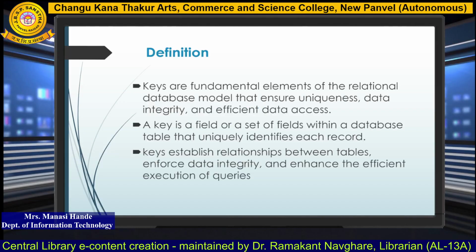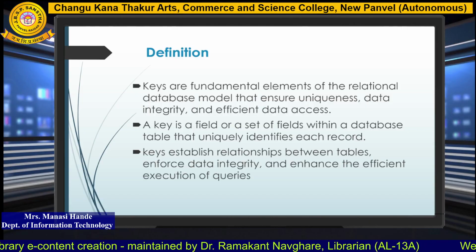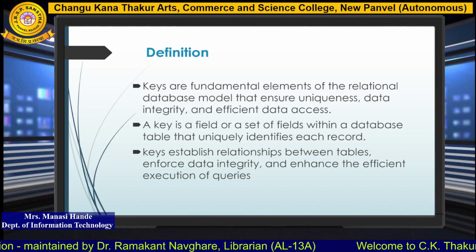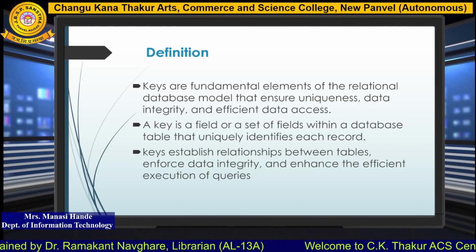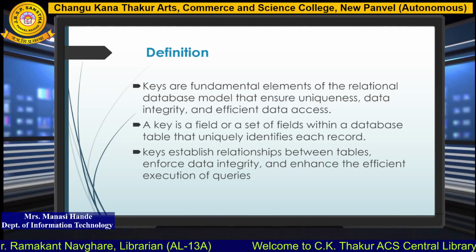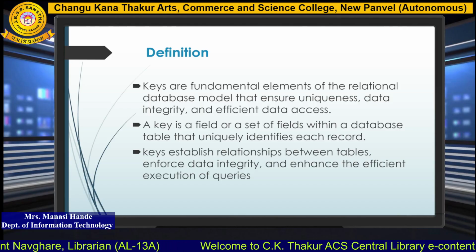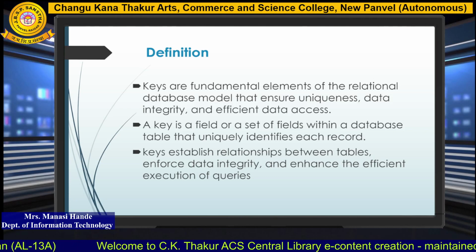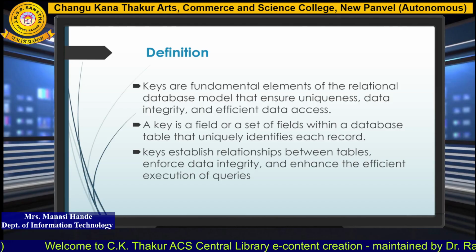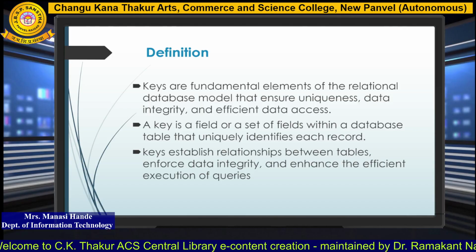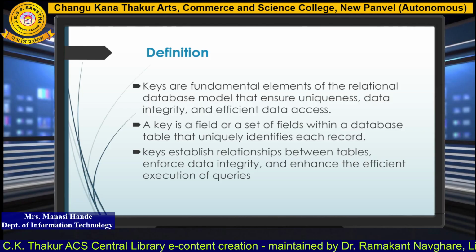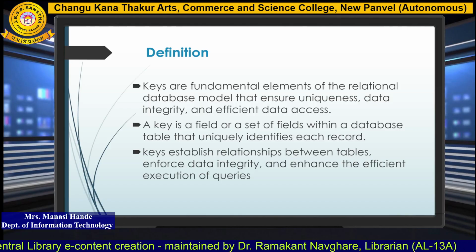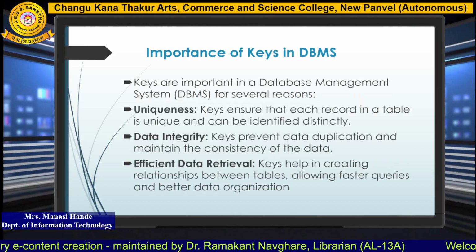Let us start with the definition of keys. In a relational database, a key is a field or a set of fields in a table that uniquely identifies each record. Whenever we store data in a table, there may be many rows. A key helps us identify exactly one row among many records. Keys are fundamental elements of relational database models because they ensure uniqueness, maintain data integrity, and help in efficient data access. They also help in creating relationships between different tables in a database.